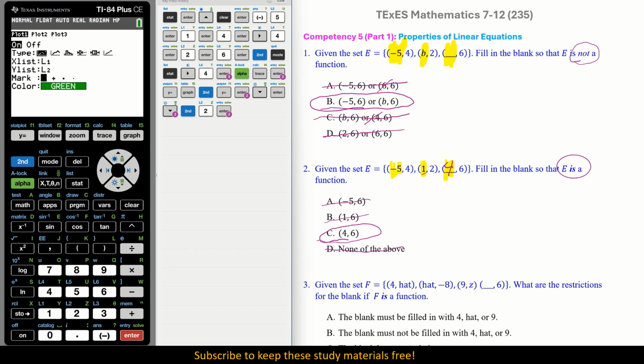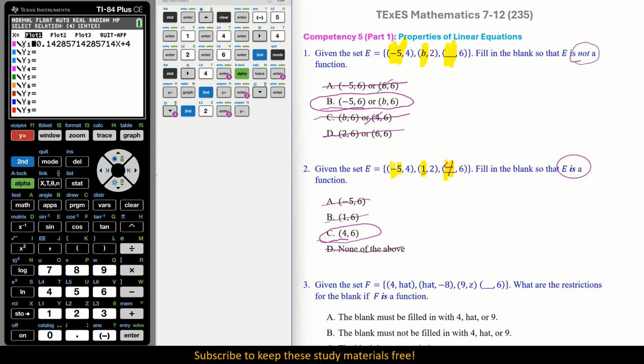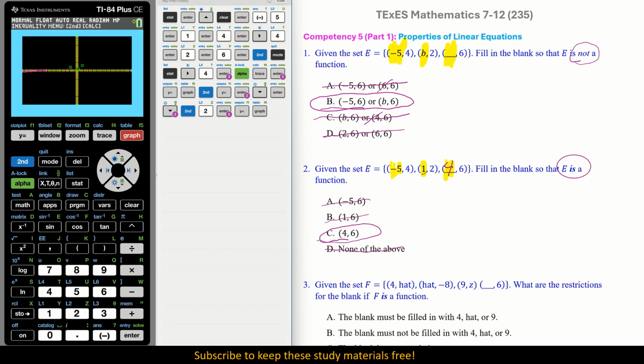Okay, I'm good with that. So let's go back to my Y1. Let's grab that. See, I still have my Y1 on with how we forced it into a line. So let's graph and see what happens.